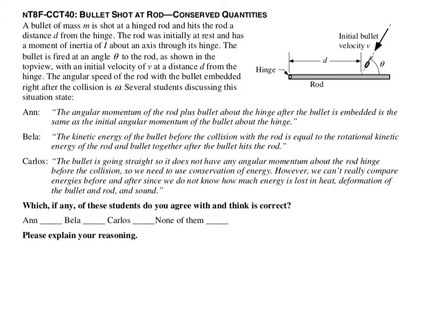Several students discussing this situation state. Anne says the angular momentum of the rod plus bullet about the hinge after the bullet is embedded is the same as the initial angular momentum of the bullet about the hinge. Bella says the kinetic energy of the bullet before the collision with the rod is equal to the rotational kinetic energy of the rod and bullet together after the bullet hits the rod. And Carlos says the bullet is going straight, so it does not have any angular momentum about the rod hinge before the collision, so we need to use conservation of energy.